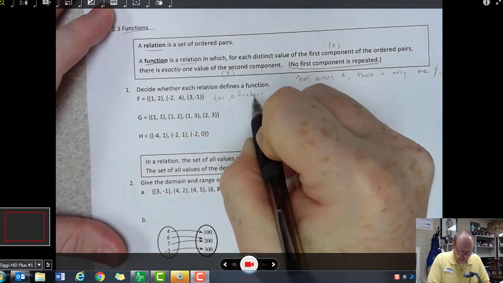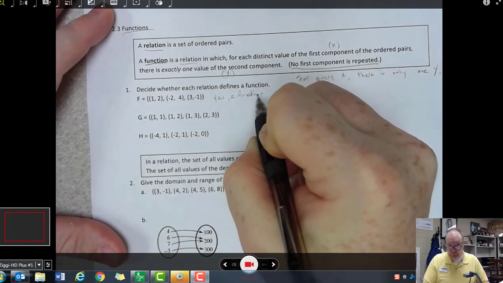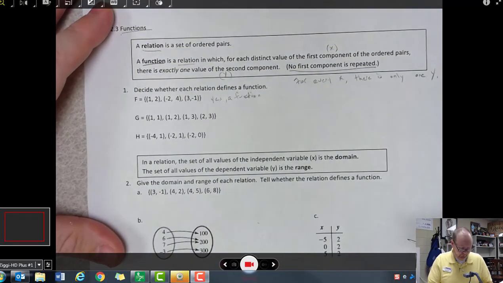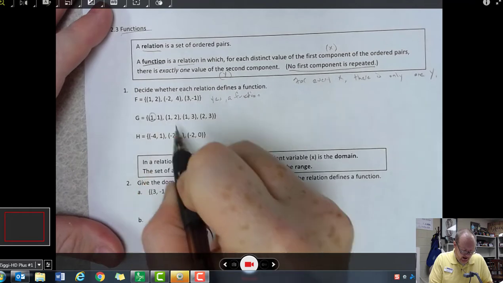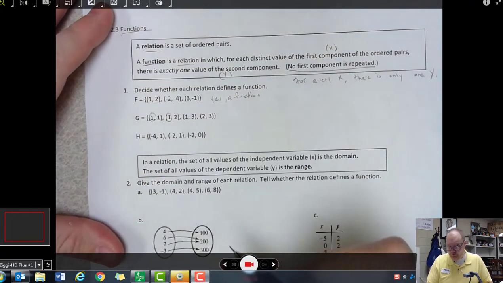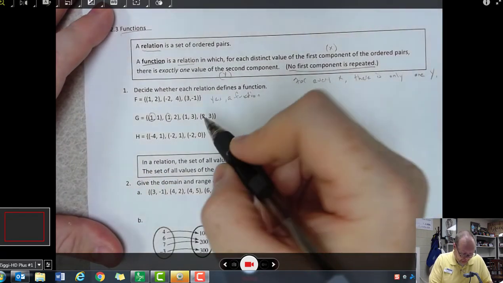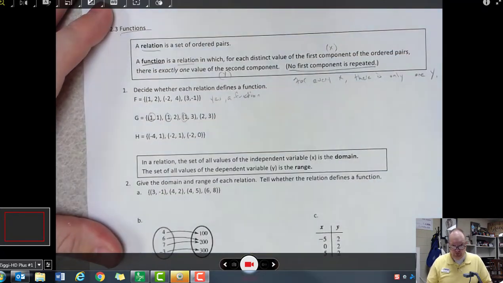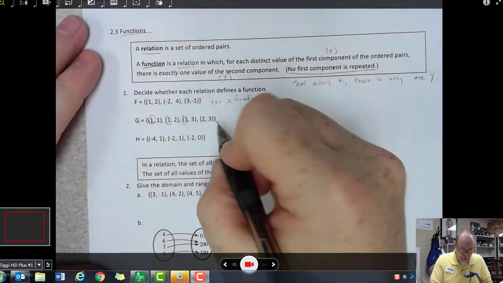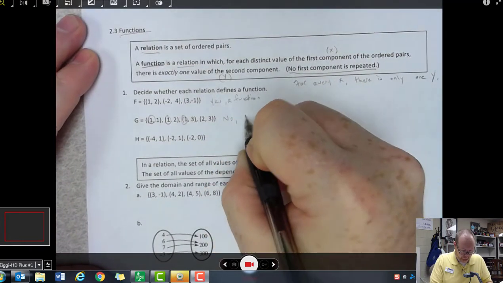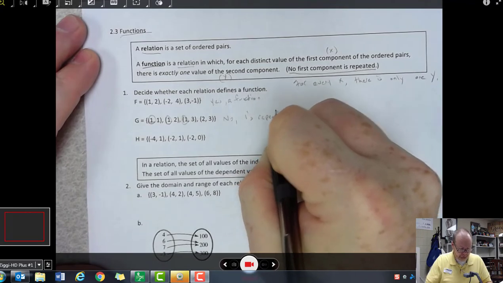So if it's not a function, of course we'd want to give a reason why it's not. So in relation G, I've got 1 matched with 1. I've also got 1 matched with 2, and for that matter, 1 matched with 3. I can't have 1 show up more than one time and keep it being a function. So we're going to say no, the 1's repeat is why it's not a function.